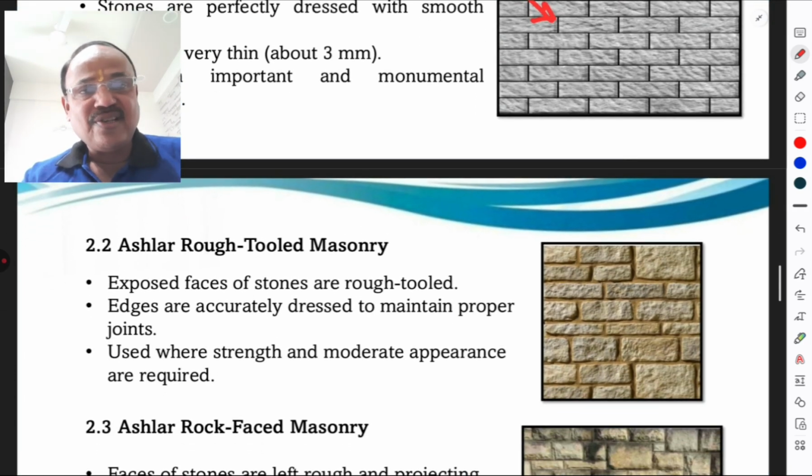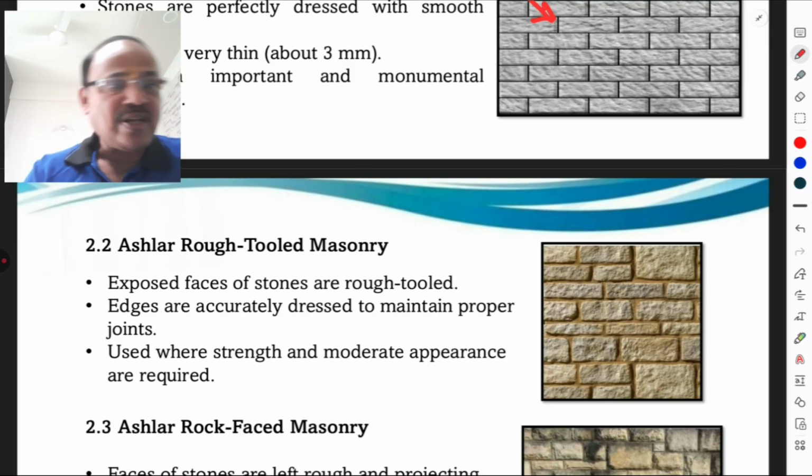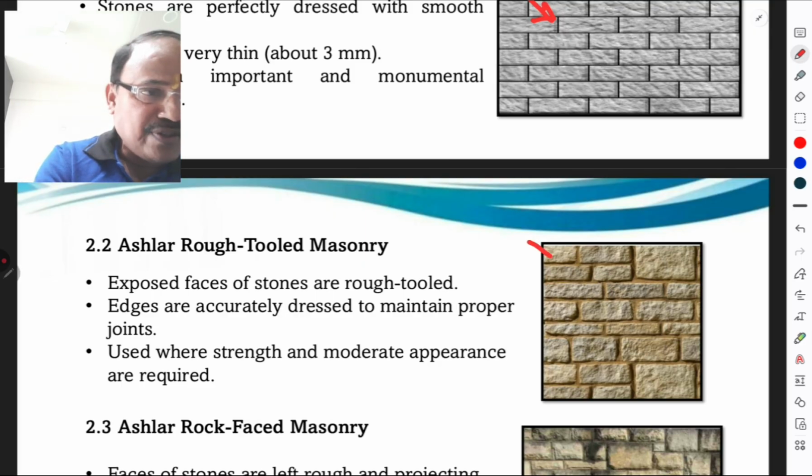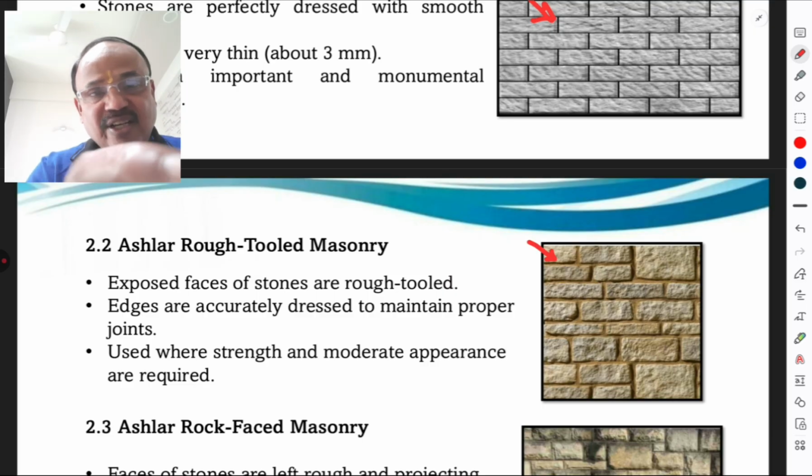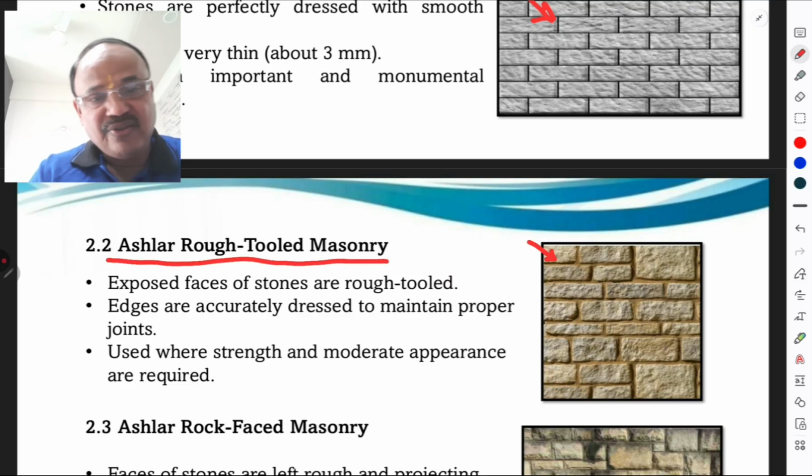Then we are going to discuss the ashlar rough tooled masonry. Exposed faces of stones are roughly tooled. हे एक्सपोज फेसेस आहेत ते रेग्युलर शेपचे नाही आहेत, ते रफली ड्रेस केलेले आहेत किंवा रफली टूल्ड केलेले आहेत. Used where strength and moderate appearance is required. Such a masonry is called as ashlar rough tooled masonry.